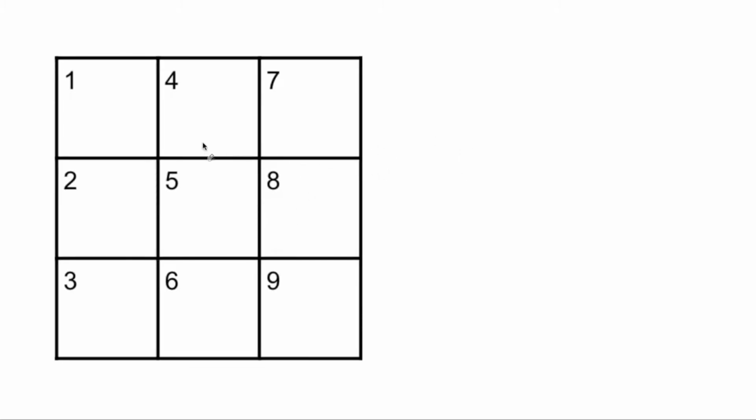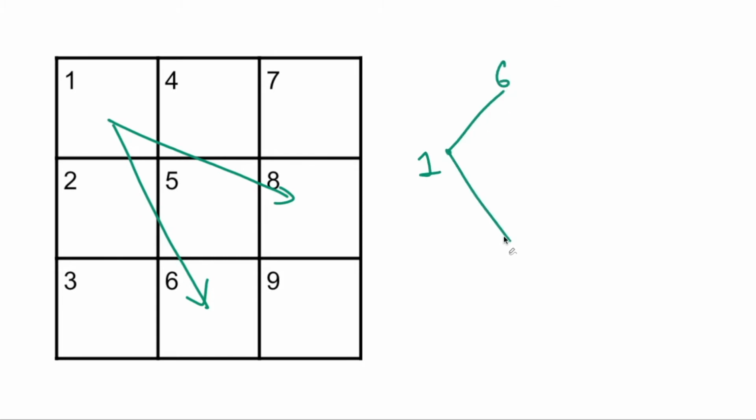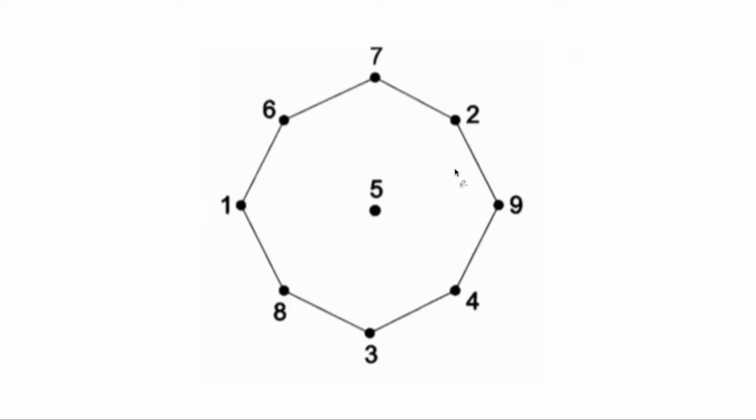A knight in square 1 could move to position 8 or to position 6. So a knight in state 1 can be connected to 6 or could be connected to 8. Similarly, a knight in position 6 could move to either 1 or 7. So a knight in position 6 is connected to 1 and 7. All these possibilities can be shown by a connected graph. If we draw all the possibilities, this is what we finally get.